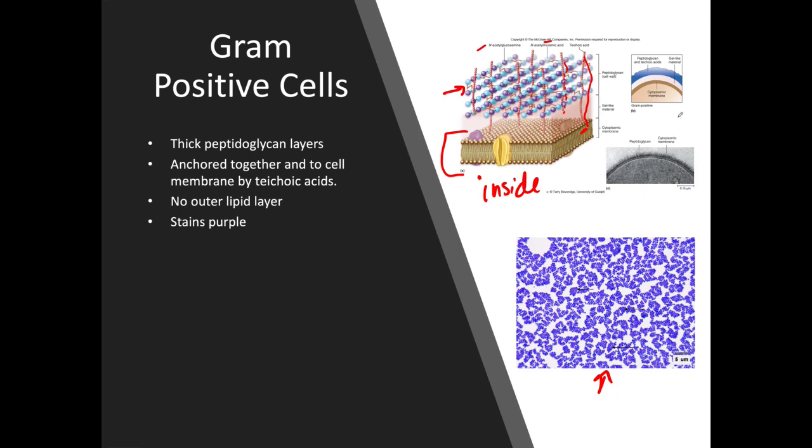Here are just some other pictures showing you where all of the peptidoglycan is, these different layers, right? So we've got lots of layers here. And this, of course, is another TEM, transmission electron micrograph, that's showing the difference between the cytoplasmic membrane and where the actual peptidoglycan is. You can see it's very thick right in here. You can see that kind of grayish area. It's very thick. So thick peptidoglycan layers anchored together with teichoic acids, no outer lipid layer, and it stains a dark purple in gram staining.